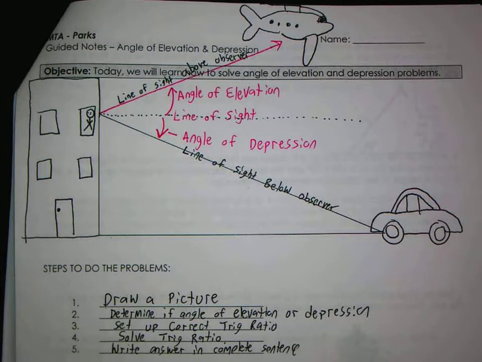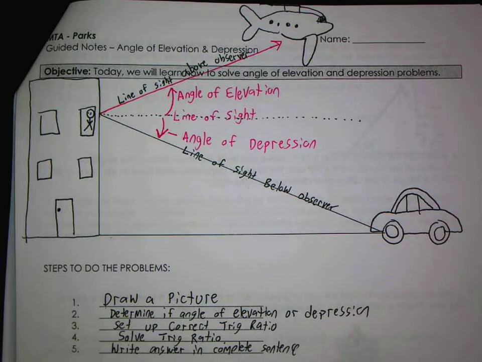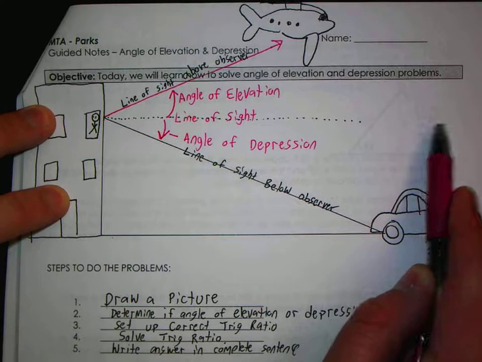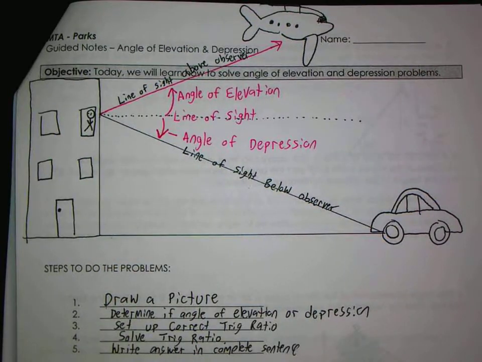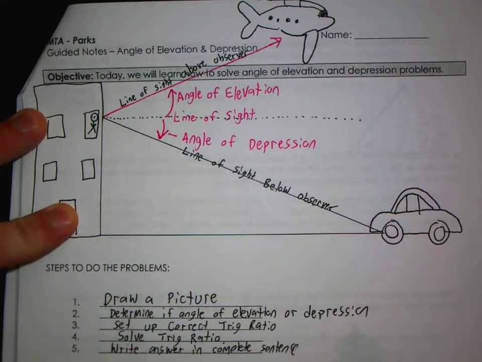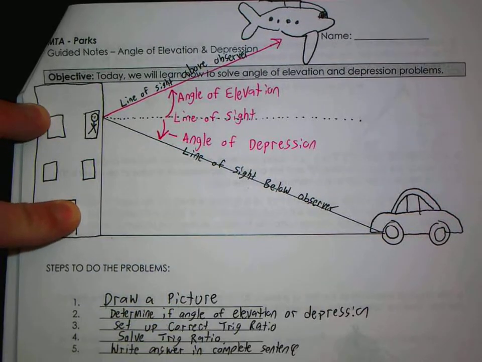So today we're going to learn about elevation and depression problems. If you're standing here in a building, you have your line of sight, and that's just looking straight ahead. Now from the top of a building, you may choose to look up, you may choose to look down. If you look up, that's called angle of elevation. And if you look down, angle of depression.